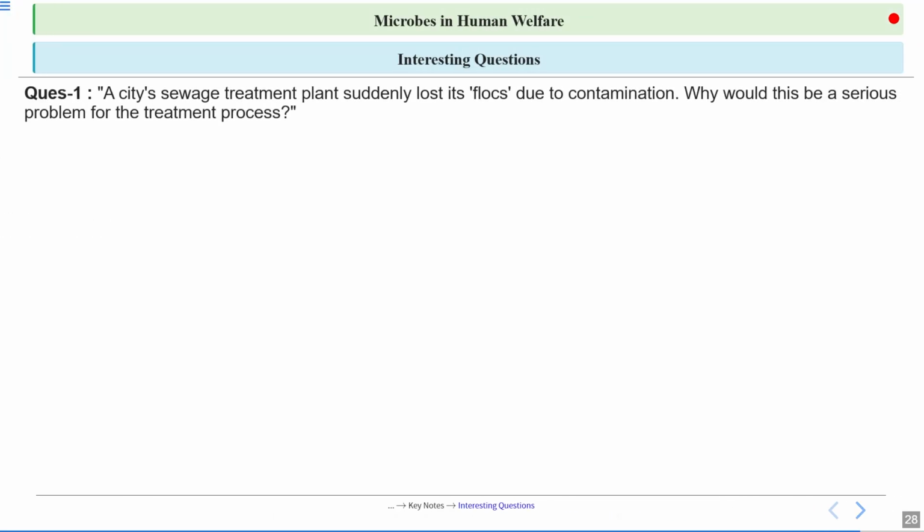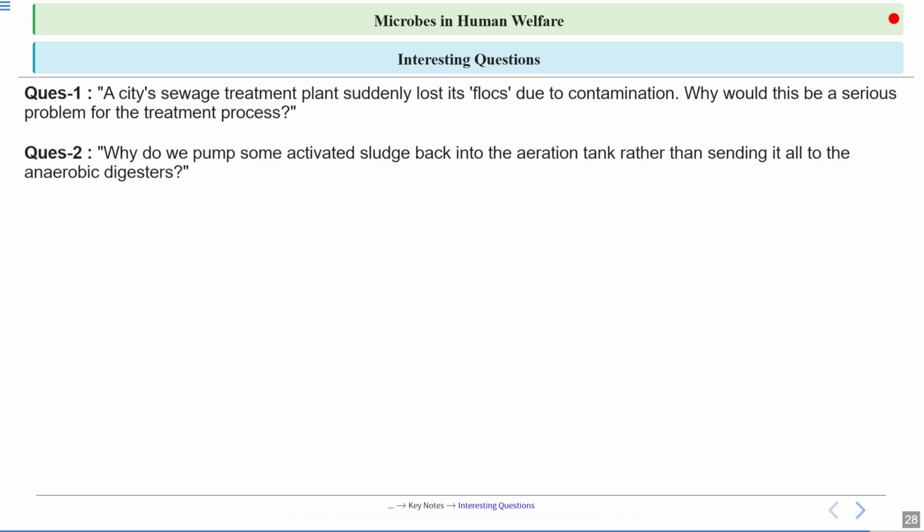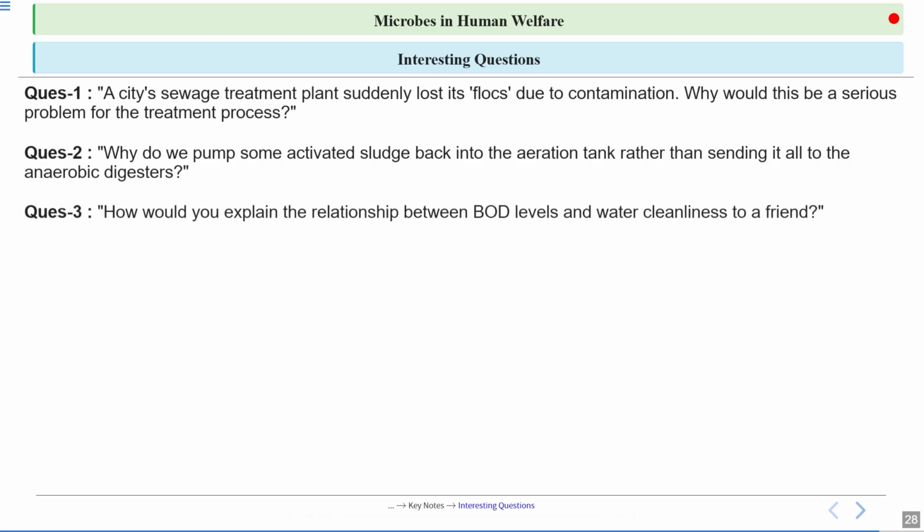Now there are some interesting questions for you. First question: a city's sewage treatment plant suddenly lost its flocs due to contamination. Why would this be a serious problem for the treatment process? Next question: why do we pump some activated sludge back into the aeration tank rather than sending it all to the anaerobic digesters? So you have to think about these questions. Why are you pumping back some of the activated sludge into the aeration tank? What is the need for that?